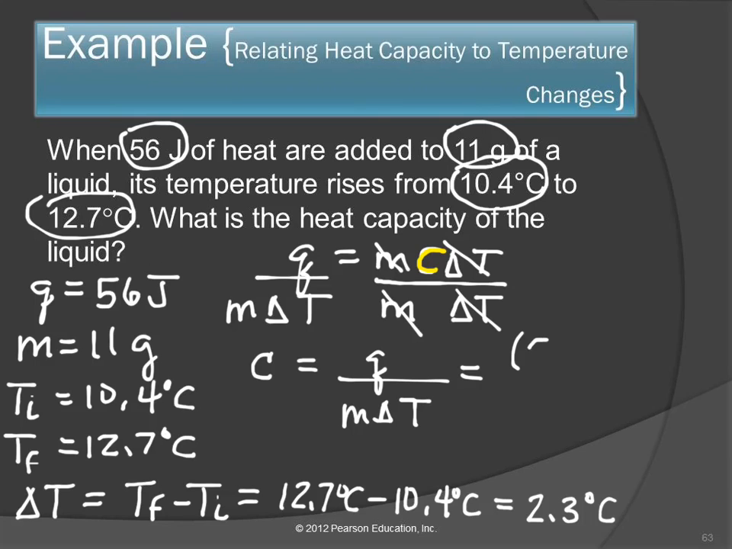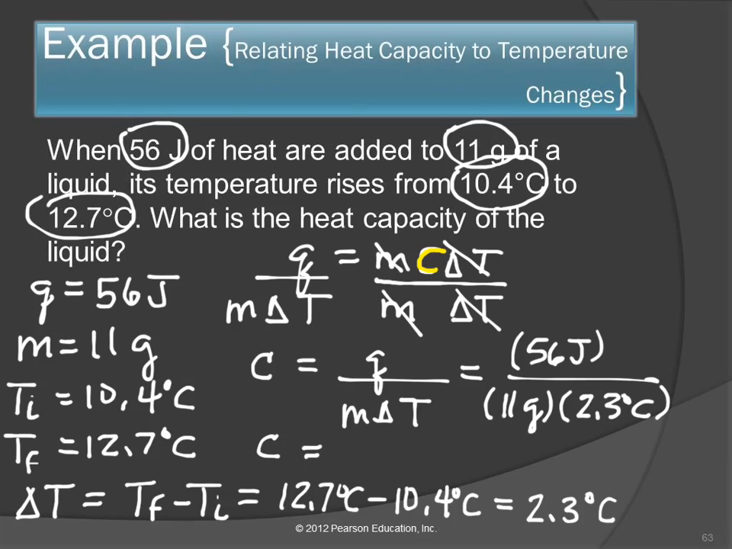So 56 joules, mass of 11 grams, temperature change of 2.3 degrees Celsius. Again, be careful that your calculator is doing what you think you're asking it to do. C equals, how many sig figs should this have? 2. All of them have 2, so 2.2, and then what are the units?